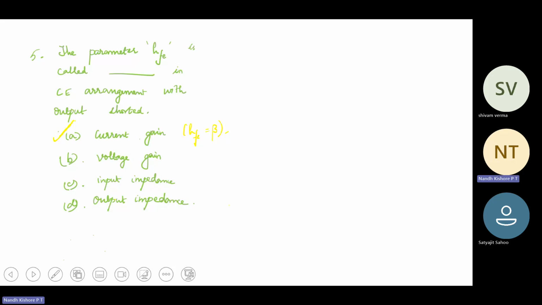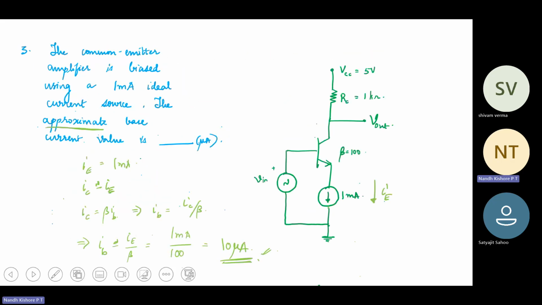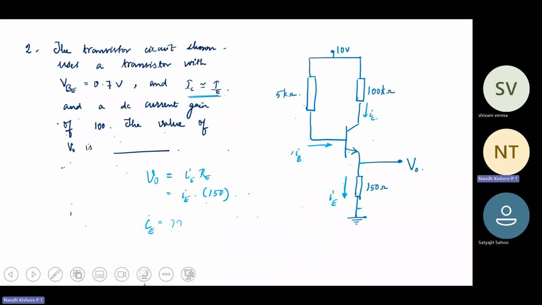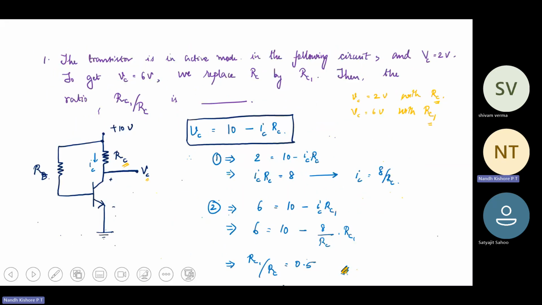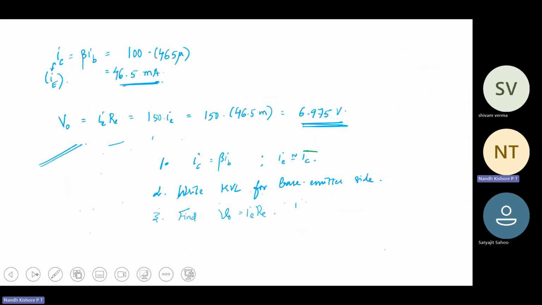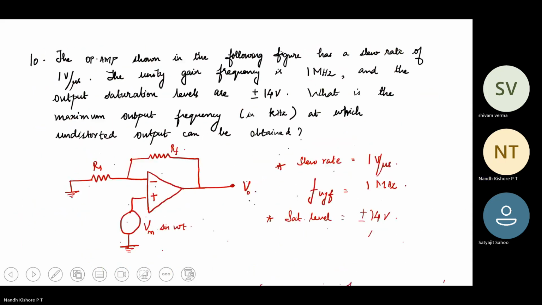The parameter HFE is nothing but the current gain, and we saw a few problems which can be directly solved by knowing IC is equal to beta times IB, just applying KVL equation in the collector side or in the base side. That is what we saw earlier as well. We just applied KVL and that was it.